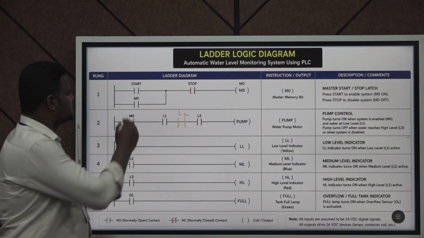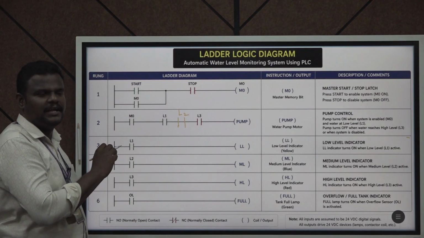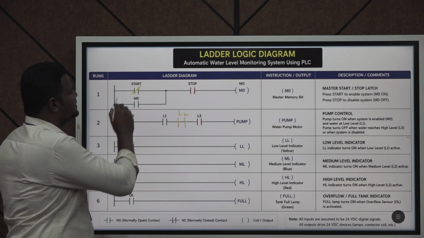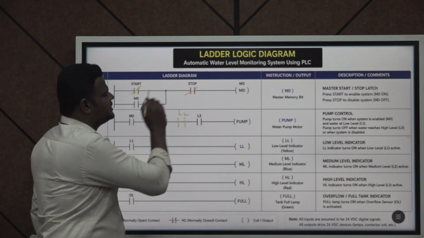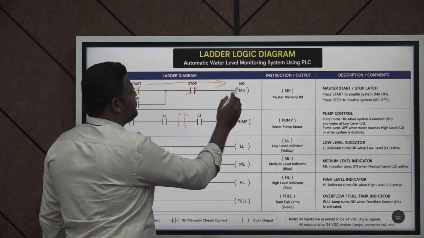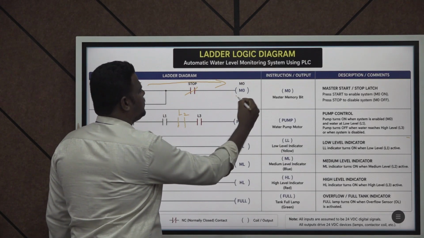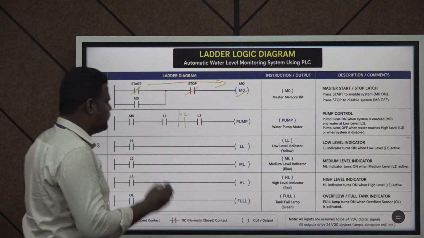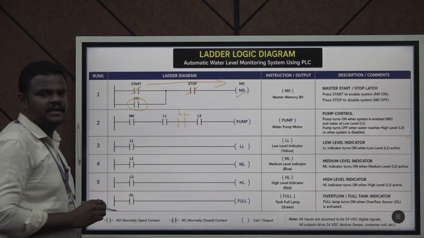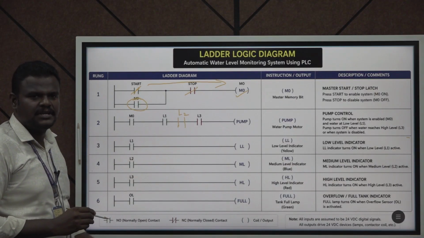This is the ladder logic diagram for the automatic water level monitoring system. The first step is the start boost button. The start boost button is NO. So if you are pressing that start boost button, it comes to NC. Then already the stop boost button is NC type, so that it allows the current from start to M0. So the M0 coil will be turned on. Here we have used the M0 contact as a latching contact. It is used to keep the entire circuit in turn on condition.